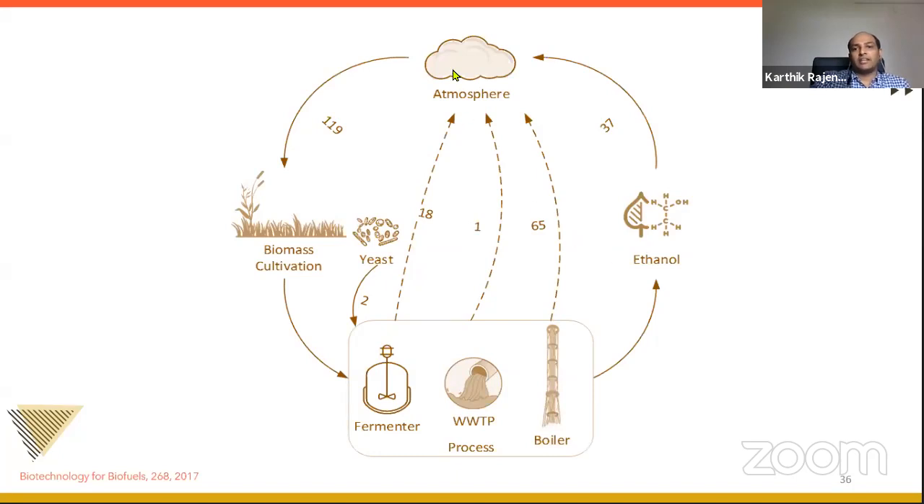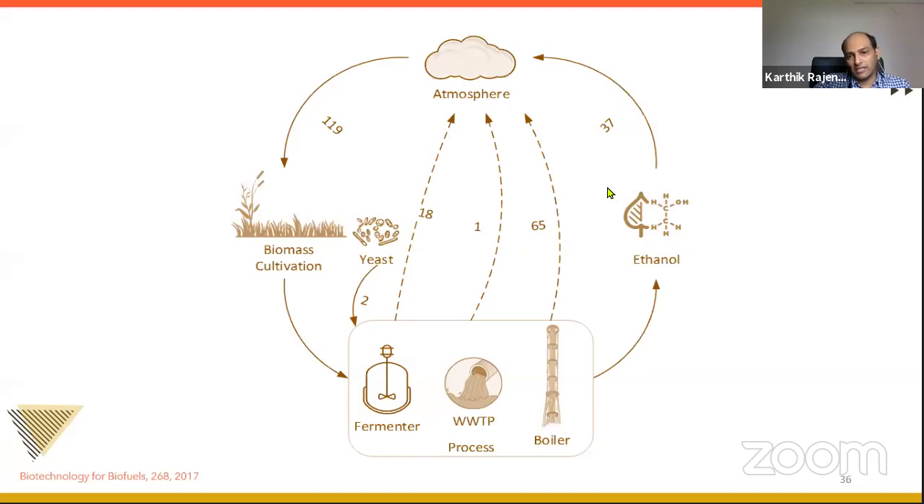What we did is try to do the carbon balance. Carbon balance is one of the critical parameters showing how carbon flows through the different processes of the industry. When biomass is cultivated, it sequesters about 119 kilograms of carbon for every ton of biomass, and this goes into the processes, for example fermentation, wastewater treatment, and the boiler for electricity production, etc.